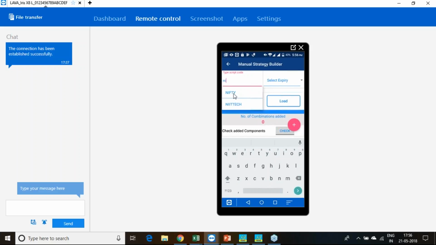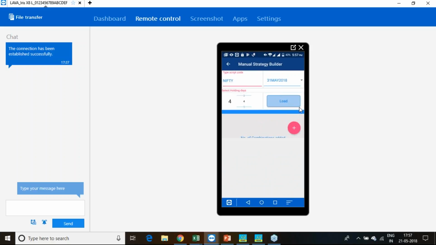features. Say I want the Nifty, and I will go for the expiry and number of holding days. I have to select it here, so I can just pull it and get those holding days. Then I can load the data here. Once the data is loaded, I need to choose what I want to do. So I have chosen the future, one lot to buy, and I have to add that component.